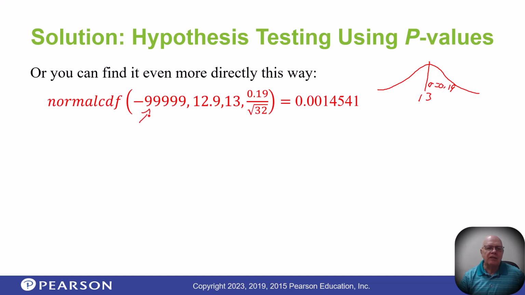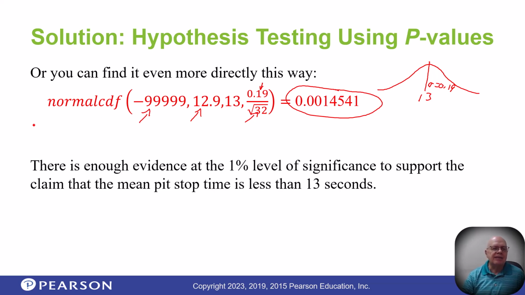This is your negative infinity. This is your value on the left-hand side. And here we have our standard deviation, which we know, and the population, or the size of our sample. And there's our p-value. Same thing we got using the z-value. You can use either method you want, they'll both work.